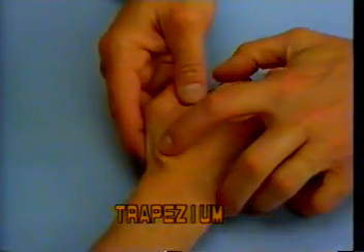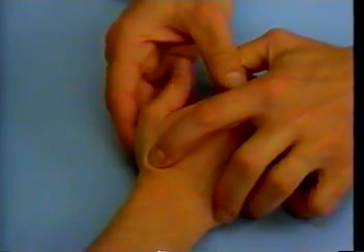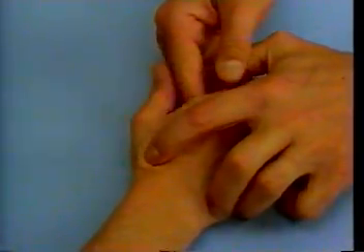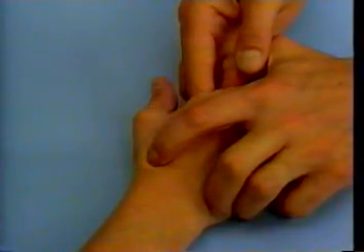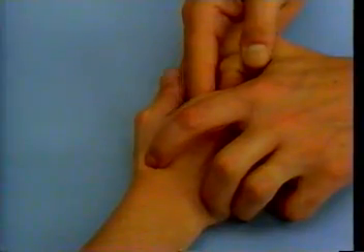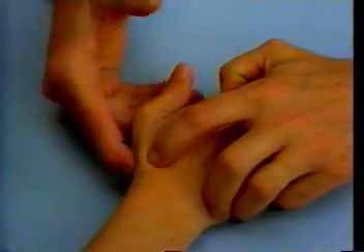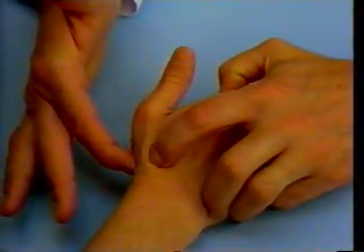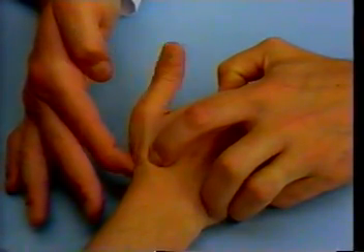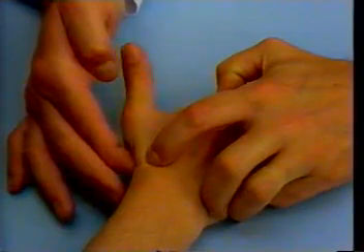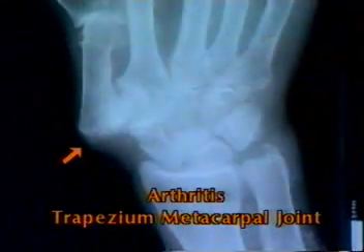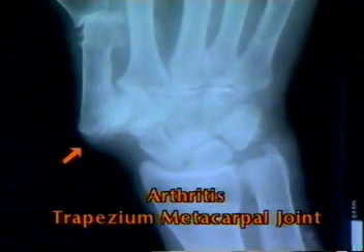Trapezium. By having the patient flex and extend and rotate the thumb, the region of the trapezial first metacarpal joint can be localized. This region must be thoroughly examined for deformity and tenderness, and degenerative osteoarthritis in this joint is not uncommon.